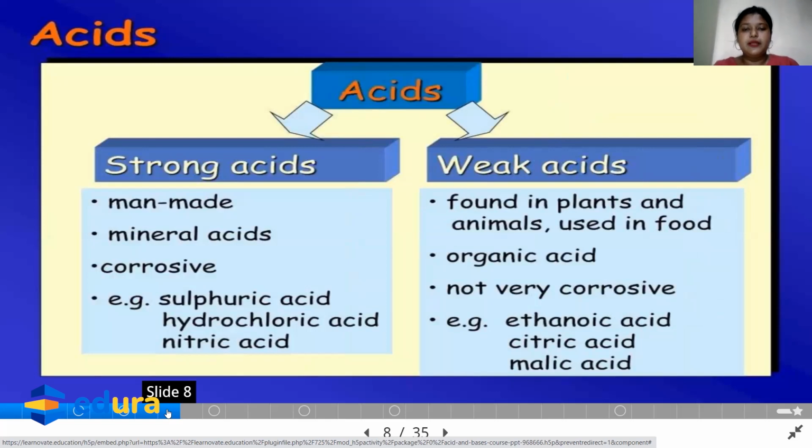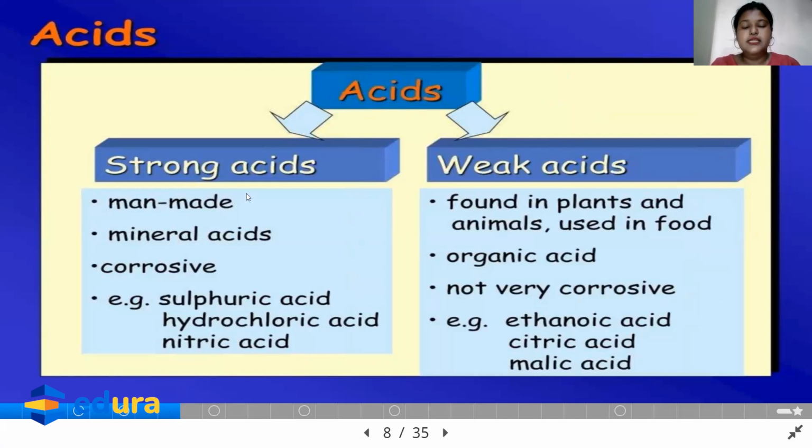You can see a table. Here we have two divisions: acids, which are divided into strong acids and weak acids. Till now, I have told you that strong acids are the substances which strongly dissociate to form ions, and weak acids are the substances which do not dissociate to form ions. Strong acids are man-made because they are synthesized in laboratories. They are very strong, corrosive, and they are mineral acids.